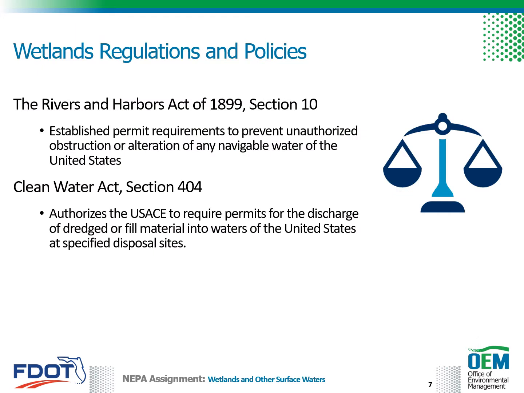Since wetlands and other surface waters are so important, there are a number of regulations and policies in place to ensure the protection of these valuable resources. Section 10 of the Rivers and Harbors Act of 1899 established permit requirements to prevent unauthorized obstruction or alteration of any water of the United States.